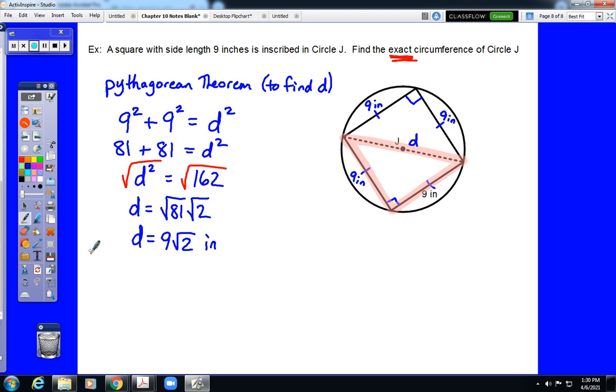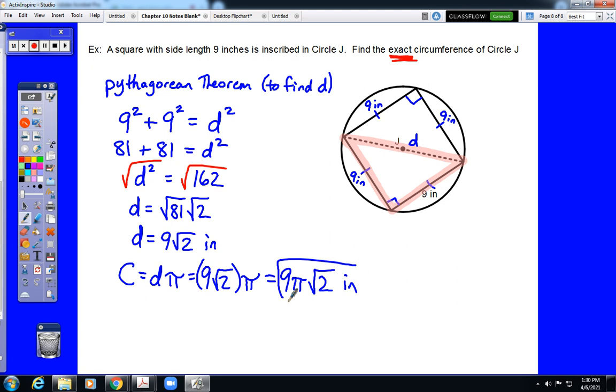What's the circumference? Okay, 9 root 2 times pi. Very good. Your calculator won't like it, so you got to realize that that is 9 pi root 2 inches. Okay, that's exact.